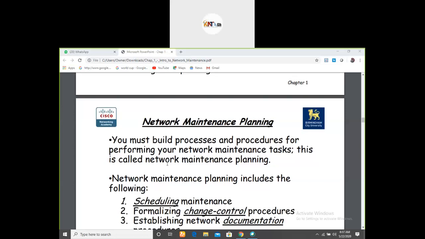It involves psychological aspects that require conceptual skills. So you need to conceptualize what you want to do. You need to think about activities required to achieve a particular goal. To be able to build a process and procedure, and perform network maintenance tasks, the ability to do that is what we call network maintenance planning.